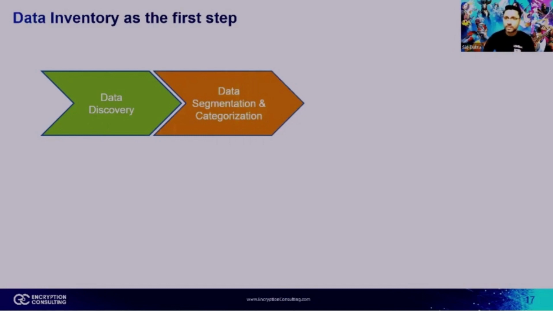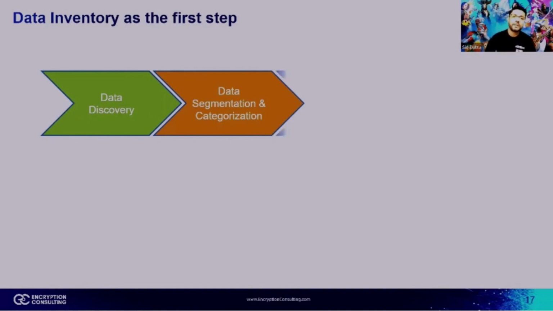Segment and categorize your data after you've discovered it. Not all data have the same type of risk associated, because not all data are the same. So it's very important to make sure that if you have 100 data elements that you're collecting, out of those 100, how are they categorized? How are they segmented? Are we talking about personal data? Are we talking about health information? Are we talking about business data?